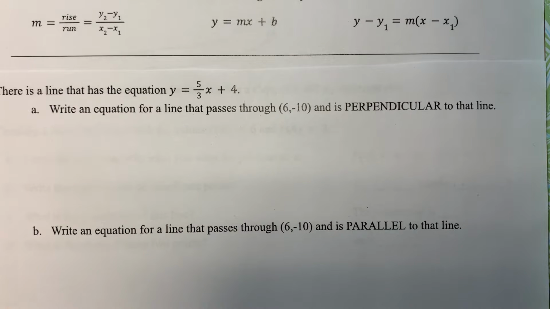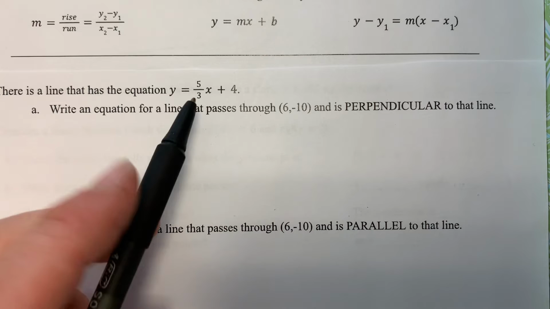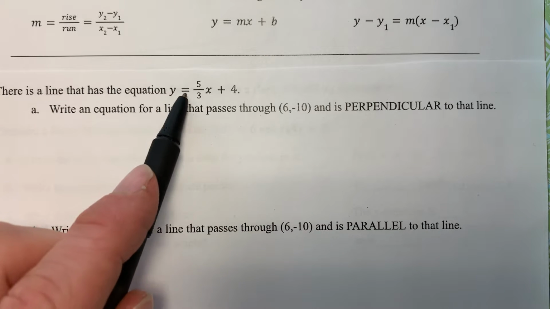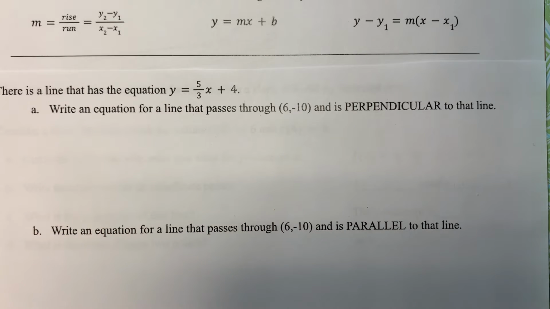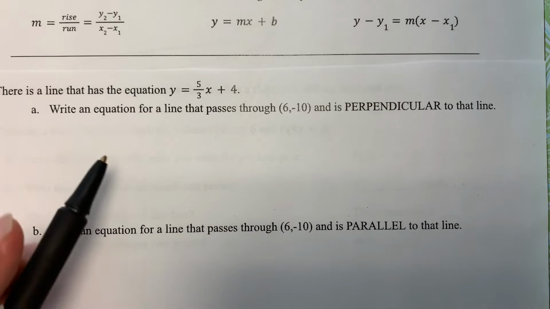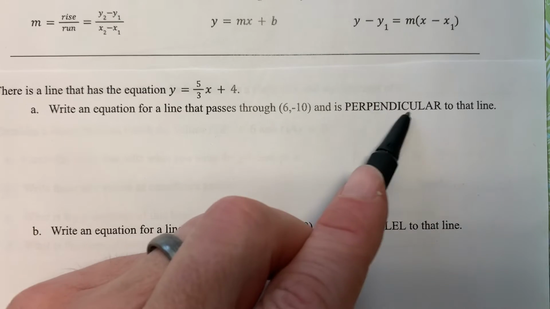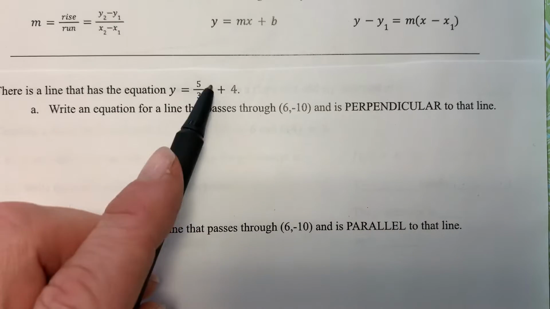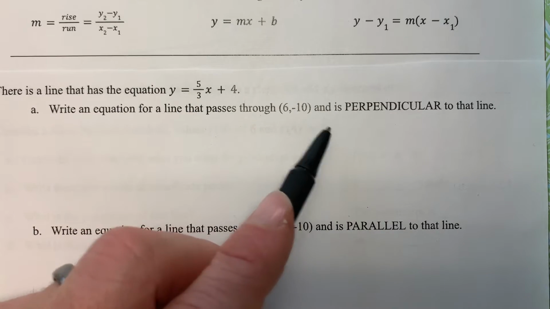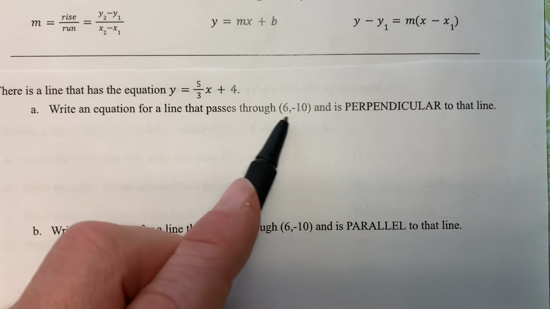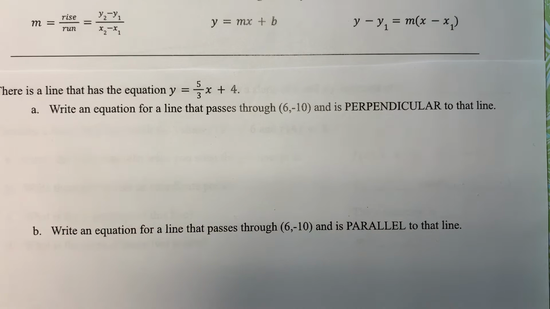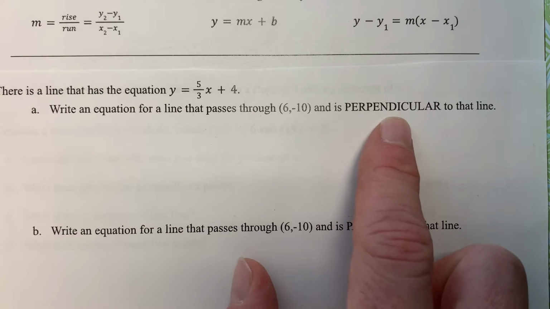For problem 6, it says that there's a line and that line has an equation of y equals 5/3 x plus 4. And then for part A, they want us to write an equation that's perpendicular to that line. So perpendicular to this one. And we want our new equation to go through this point right here. So first I want to focus on the perpendicular, okay?